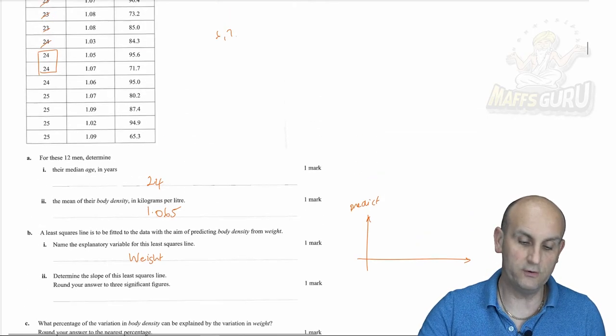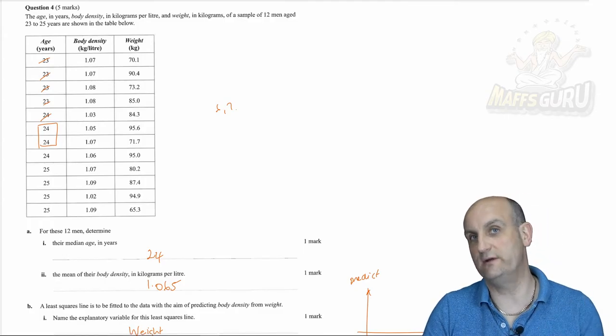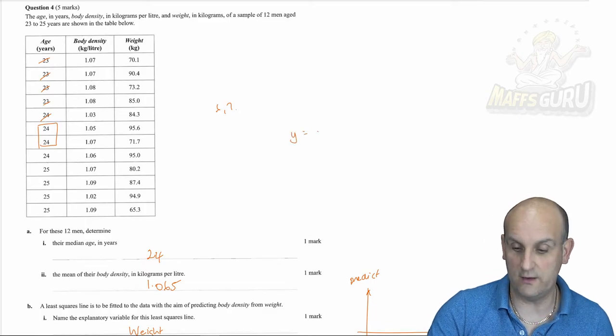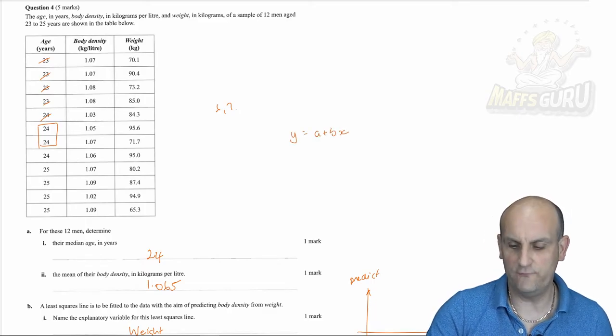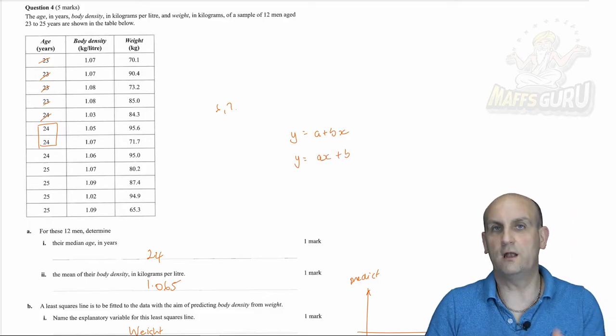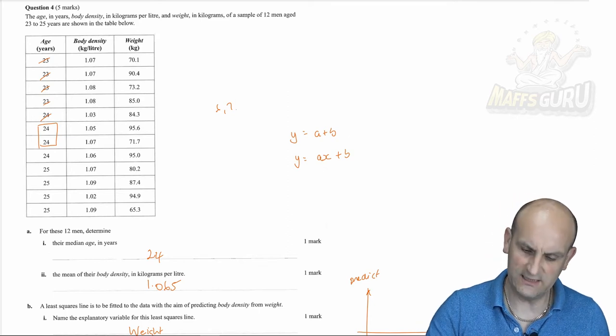Again, I put my data into my calculator and I did a least squares regression analysis, making sure that I had either y equals a plus bx, or if you're using a different calculator, you can have ax plus b. Regardless, making sure that you understood which one you were looking for there. I think actually that's not that way around.